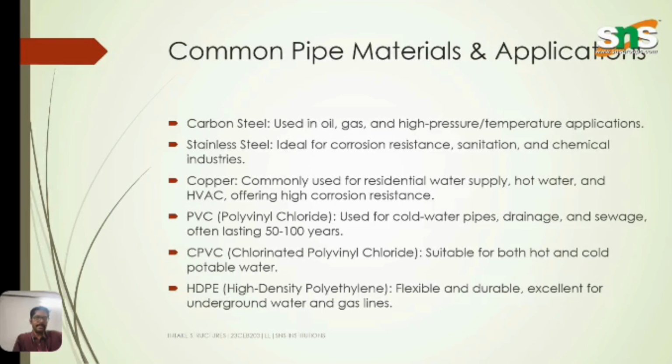Common pipe materials and applications: carbon steel is used in oil and gas, stainless steel is ideal for corrosion resistance, copper is commonly used for residential water supply, hot water, and HVAC, and PVC, polyvinyl chloride, is used for cold water pipes. CPVC, chlorinated polyvinyl chloride. HDPE, high density polyethylene, is flexible and durable, excellent for underground water and gas lines.